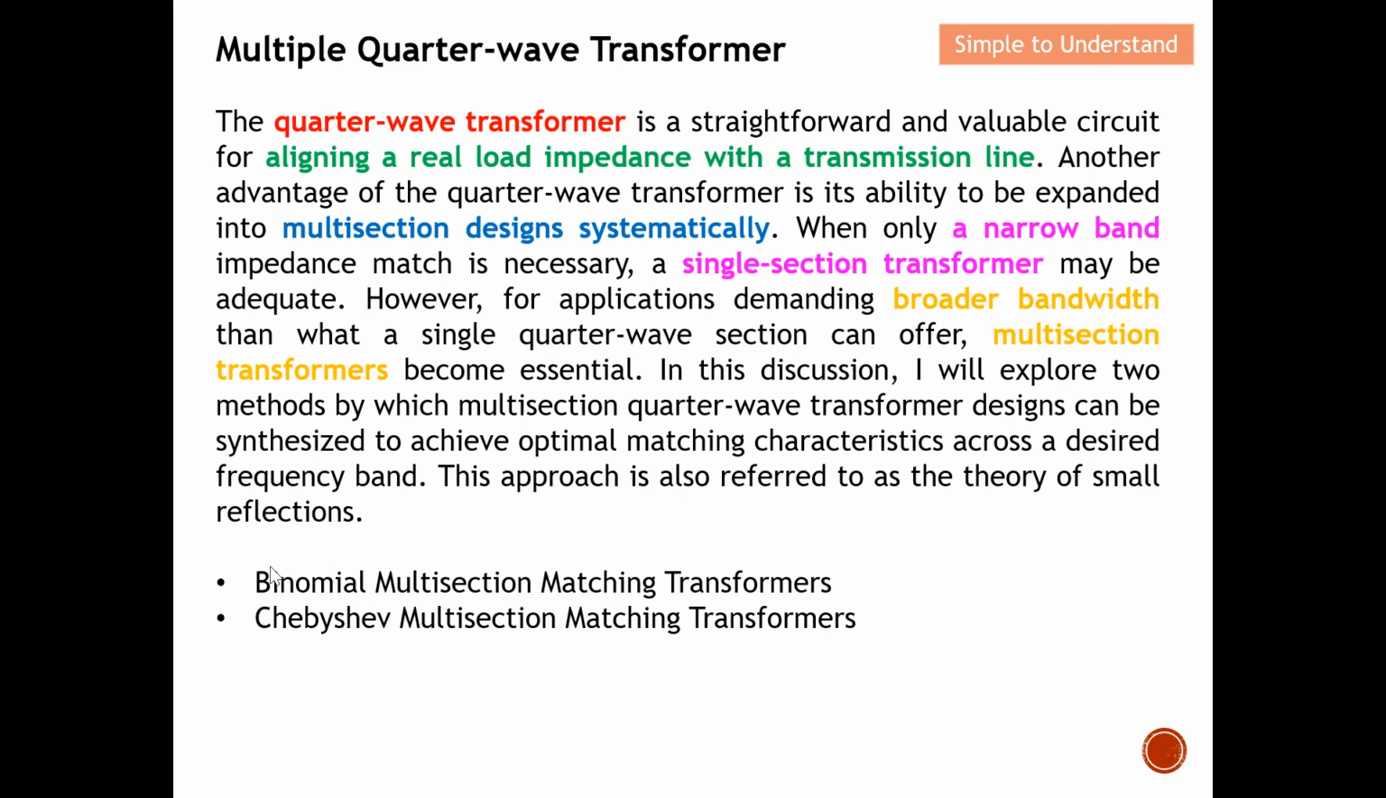In short, there are two methods. One is a binomial multi-section matching transformer. Another one is the Chebyshev multiple section matching transformer. In this video, unfortunately, due to the shortage of time, I probably cannot discuss these two, but in the next two videos I will discuss the binomial, and then the Chebyshev.